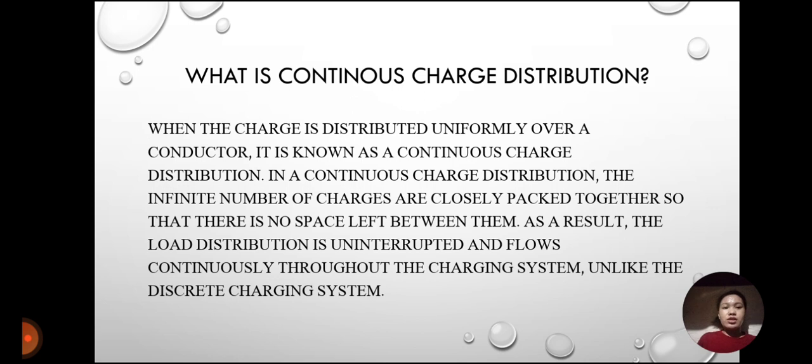So what is continuous charge distribution? When the charge is distributed uniformly over a conductor, it is known as a continuous charge distribution. In a continuous charge distribution, the infinite number of charges are closely packed together so that there is no space left between them. As a result, the charge distribution is uninterrupted and flows continuously throughout the charging system, unlike the discrete charging system. So this charge distribution is a collection of charge.